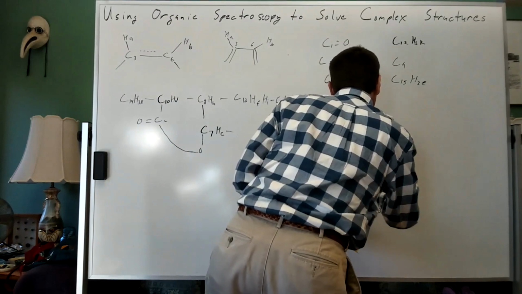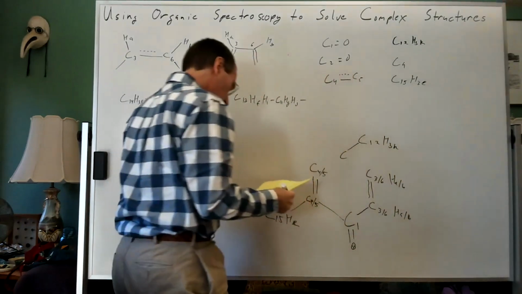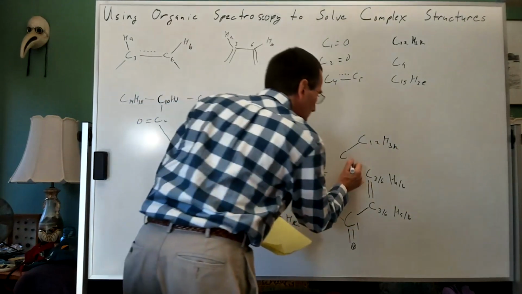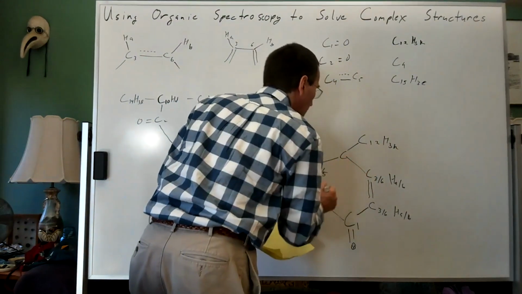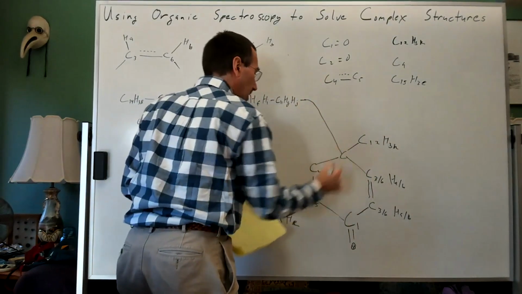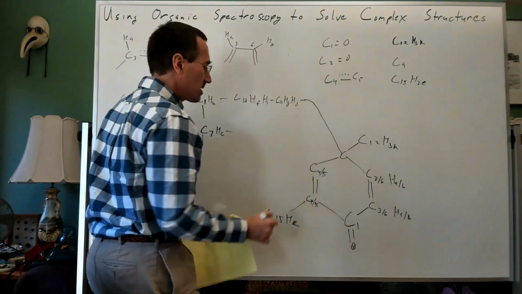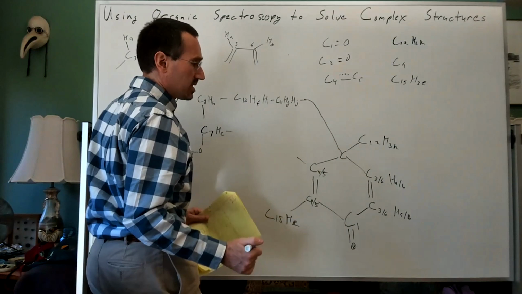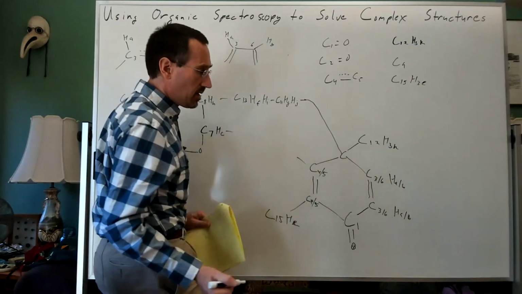C12H3K crosses with carbon 9. It crosses with carbon 3. It crosses with carbon number 4. And it crosses with carbon number 11. And that's pretty much the linchpin that allows us to put this whole thing together.